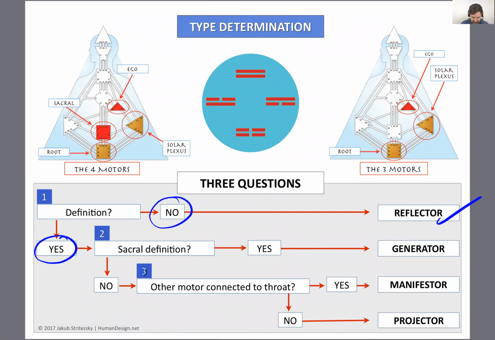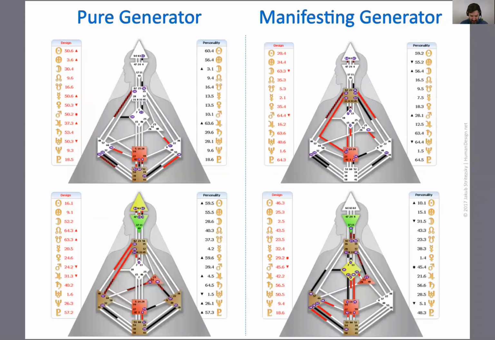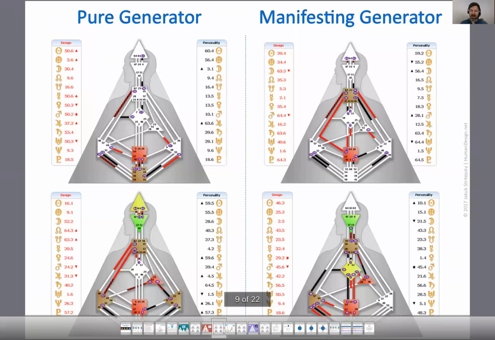And then if there is a definition, the next question is: is there a sacral definition? And this is the sacral center. Whenever there is a sacral definition, that means you're looking at the generator type. The sacral center is defined. That is its defining characteristic. And it doesn't matter how the chart looks, they all have one in common. The sacral center is always defined. Anytime the chart has a defined sacral center, it means you're looking at the generator chart. And more on generators in the respective recording on the generator type.